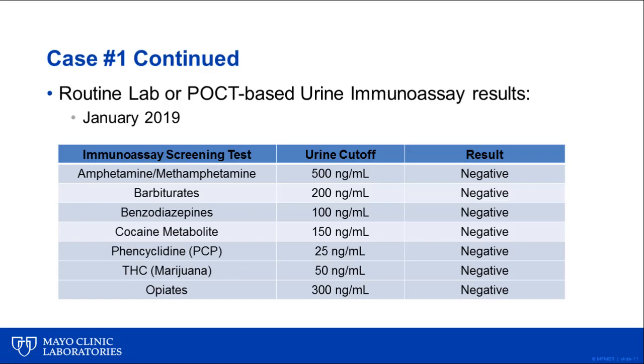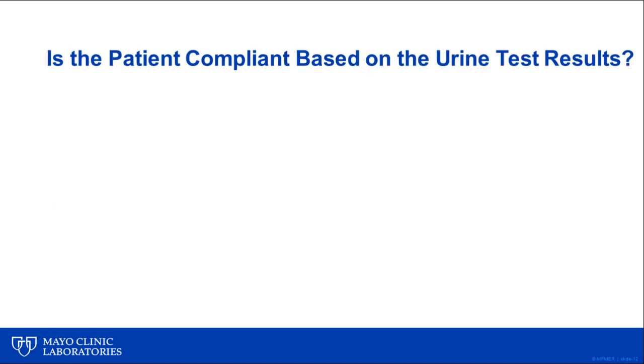The purpose of the urine drug test is to check for adherence to the prescribed medication and make sure the patient isn't abusing other medications. However, you can see the immunoassay screening results all came back negative, including the benzodiazepine immunoassay. As a result, how should the physician interpret these results? Is the patient compliant? The patient is prescribed lorazepam and admits taking this medication as prescribed daily. The last dose was taken in the morning prior to collection of the urine sample.